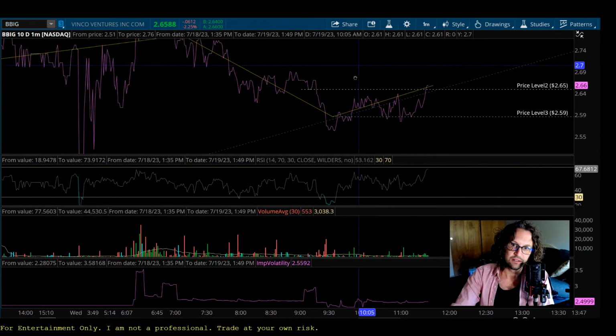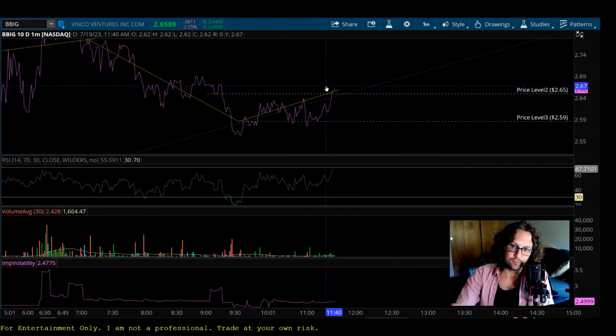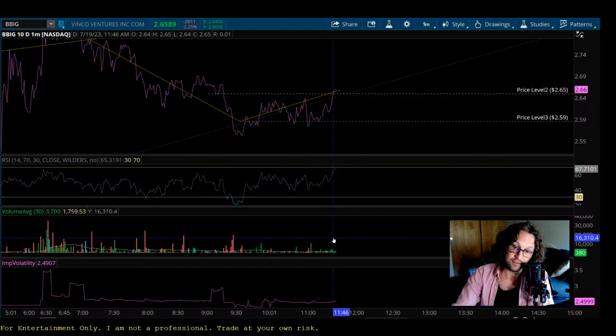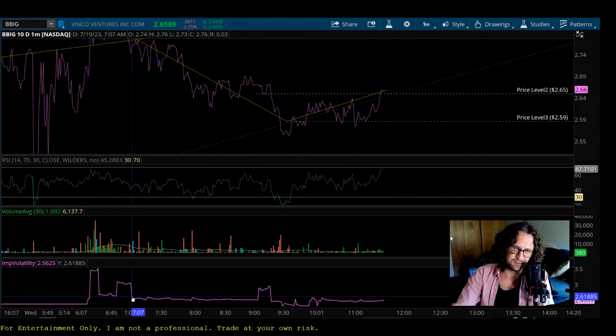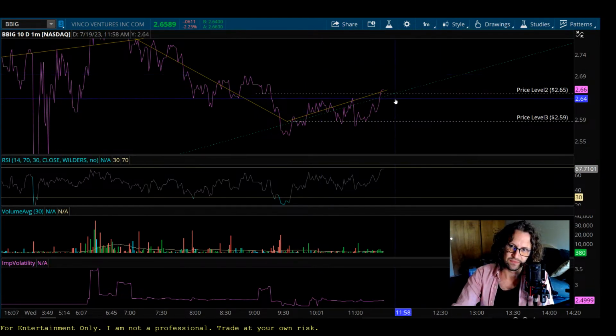Choppy. Okay, and RSI is just about at overbought. Volume here is a little pop there in volume, but it's not super high. Implied volatility is not really... Implied volatility does weird things on the minute time frame. It really does. We'll see what happens.